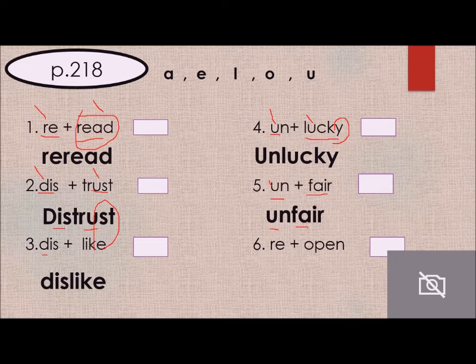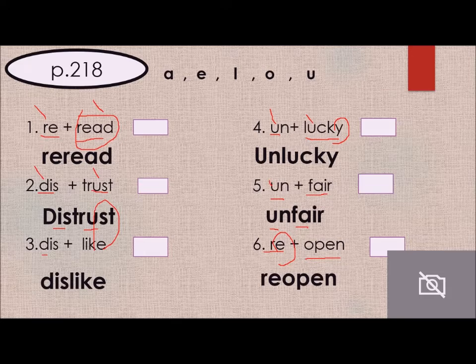Let's start with number 6. Reopen. So reopen here has how many? We have re, which is one syllable sound. Open. Open. Has how many? We have two. O and the sound of the E, because we are hearing two syllables, two vowel sounds.